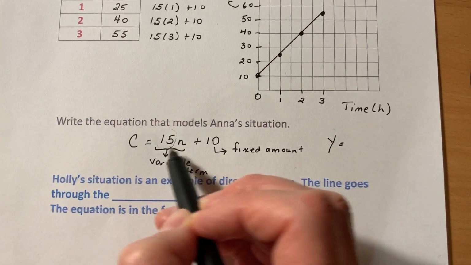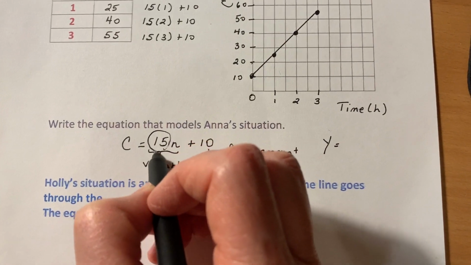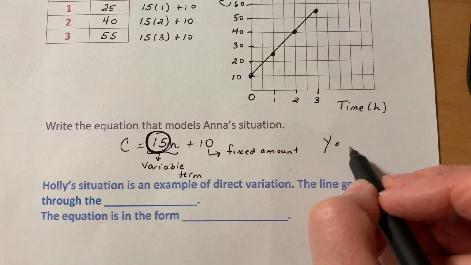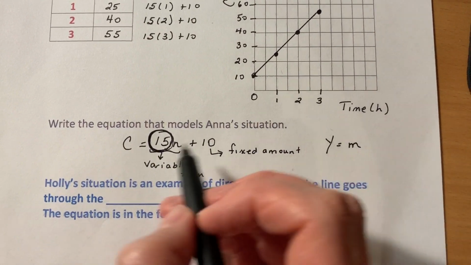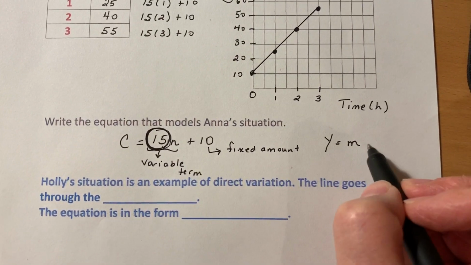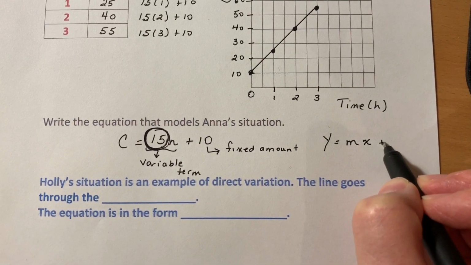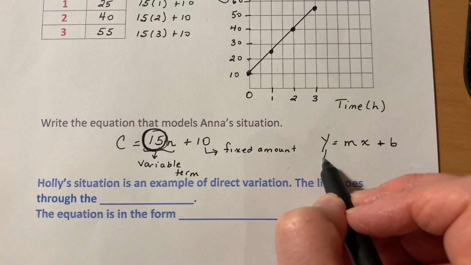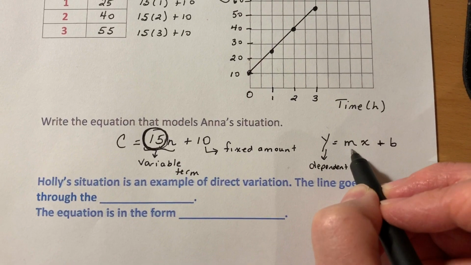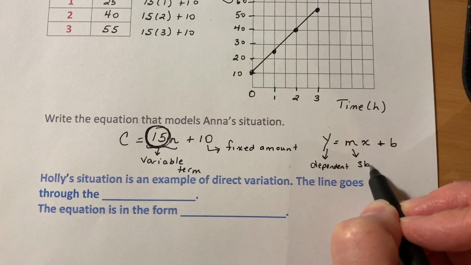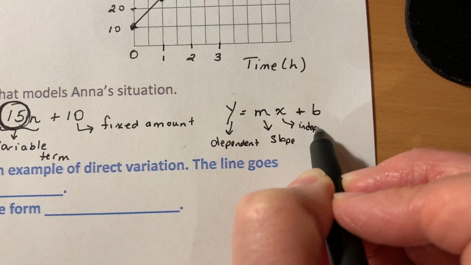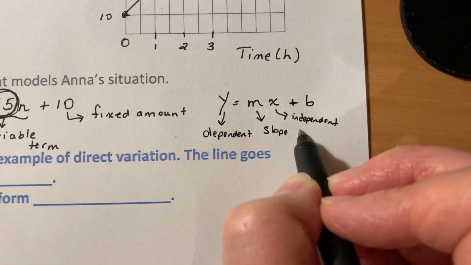This here we'll call, well, again, when we get more into chapter 5, you'll see how to calculate this. This is called a slope. We call it m. And this here is our independent variable, n. Okay, and then b is our fixed amount. So this is dependent. This is our slope. This is our independent variable.